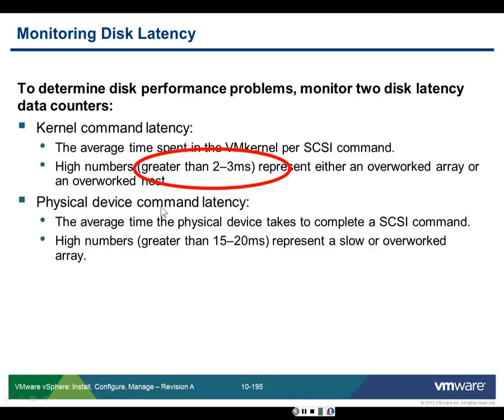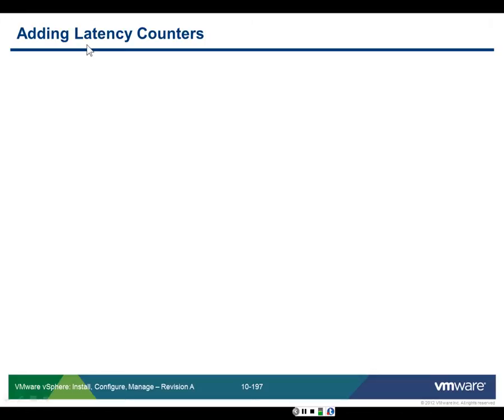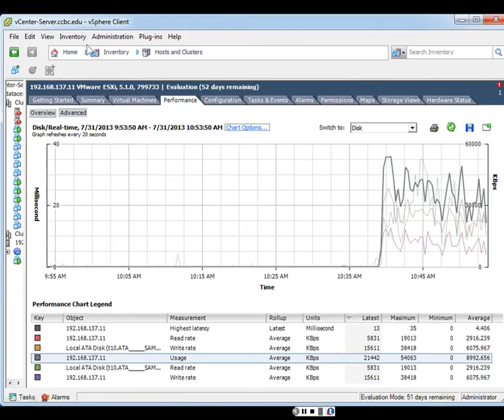Another key variable is the physical device command latency. This is the average time the physical device takes to complete a SCSI command. The physical device, meaning the hard disk or disk array. High numbers, that is greater than 15 to 20 milliseconds, represent a slow or overworked disk array. The danger threshold for physical device command latency is 15 to 20 milliseconds. So let's add the latency counters. To add the latency counters, okay, we already have disk usage there.